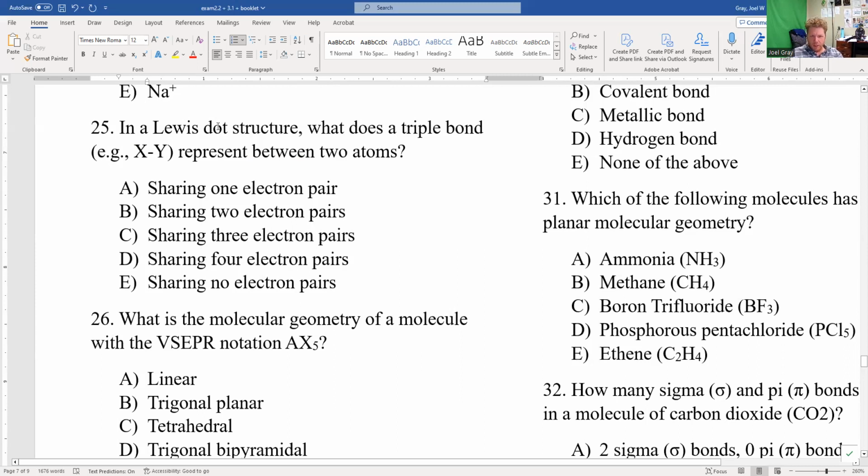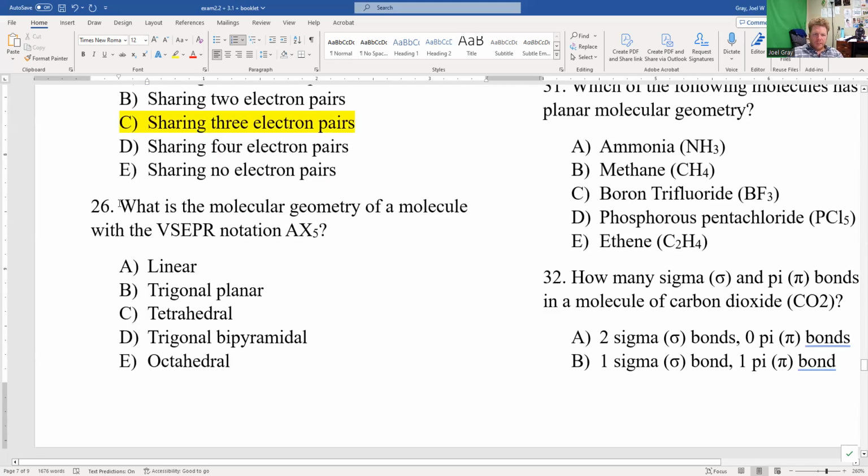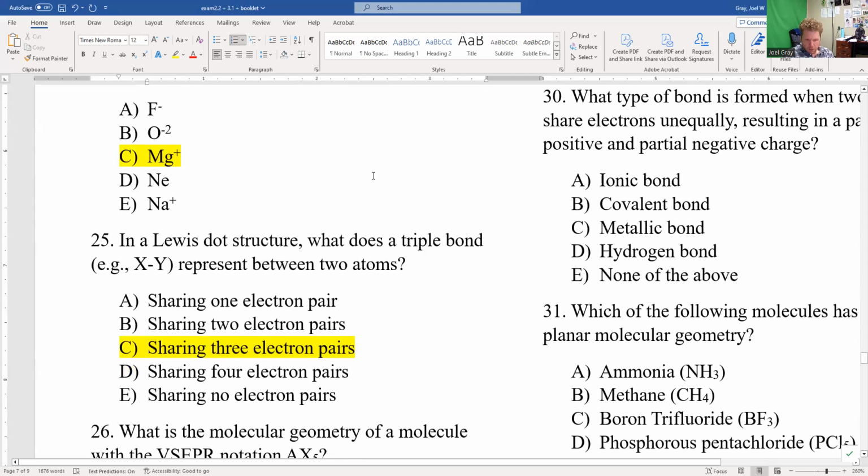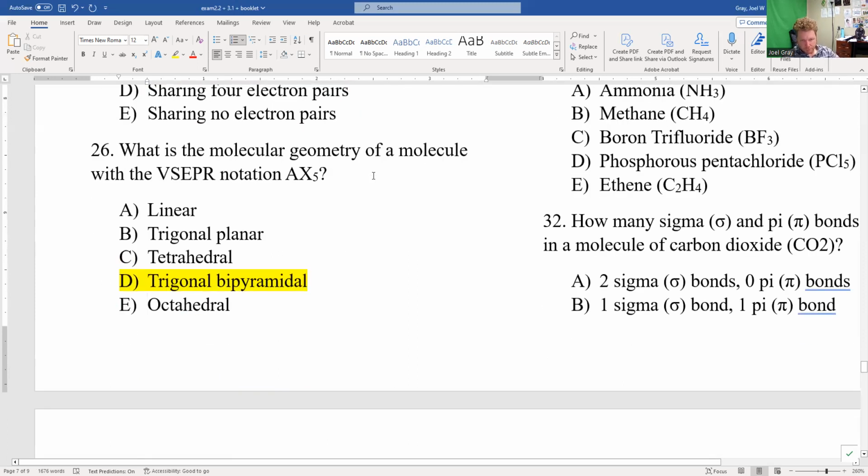In a Lewis dot structure, what does a triple bond represent between 2 atoms? 1 electron pair, 2 electron pairs, 3 electron pairs. C is the correct answer for that. Number 26. What is the molecular geometry with the VSEPR notation of AX5? That's going to be trigonal bipyramidal. So D is the correct answer there. Okay, so 24 was C. 25 is C. 26 is D.